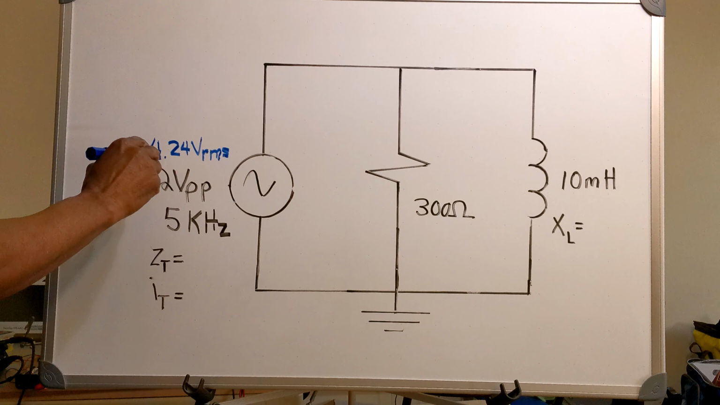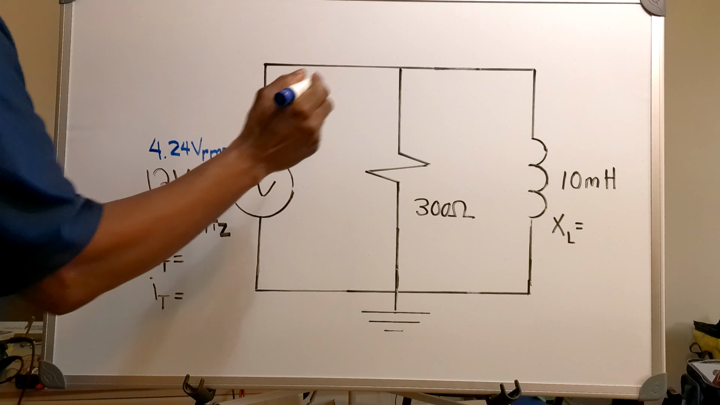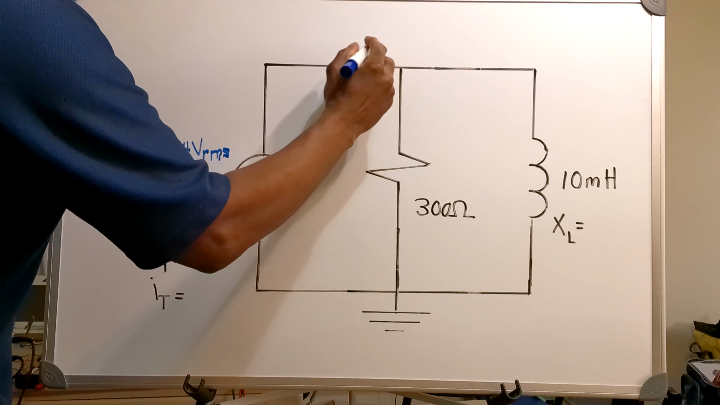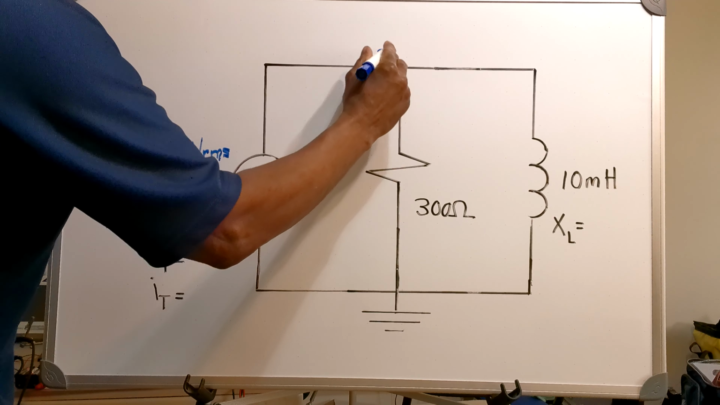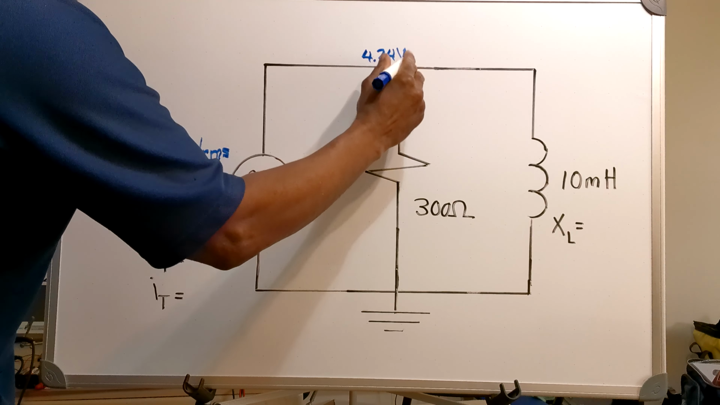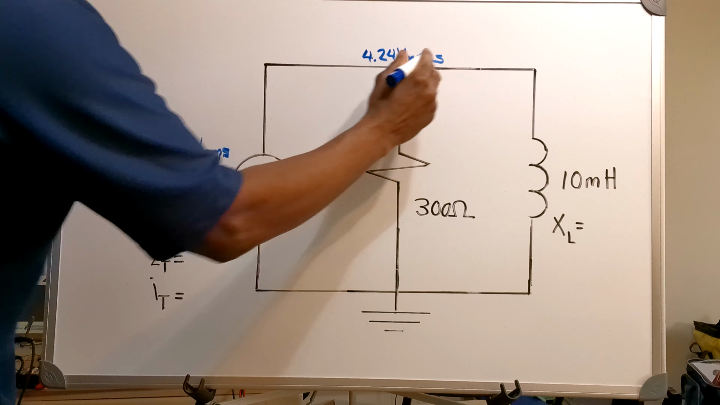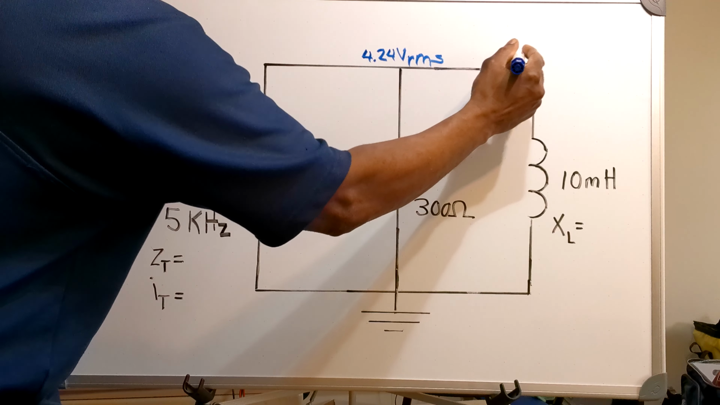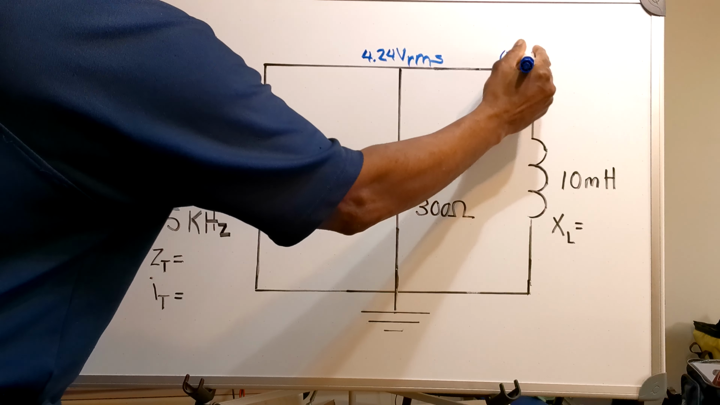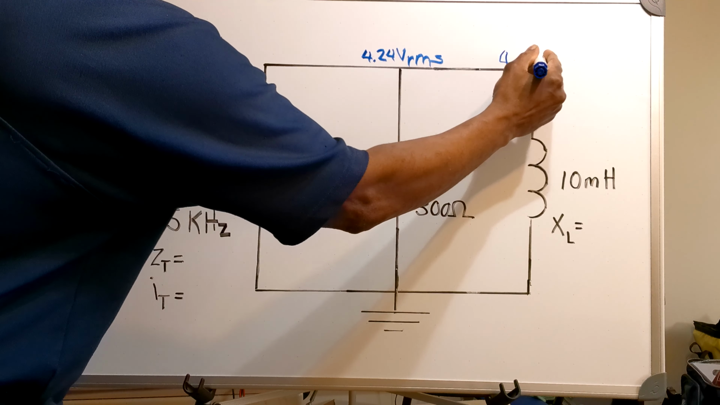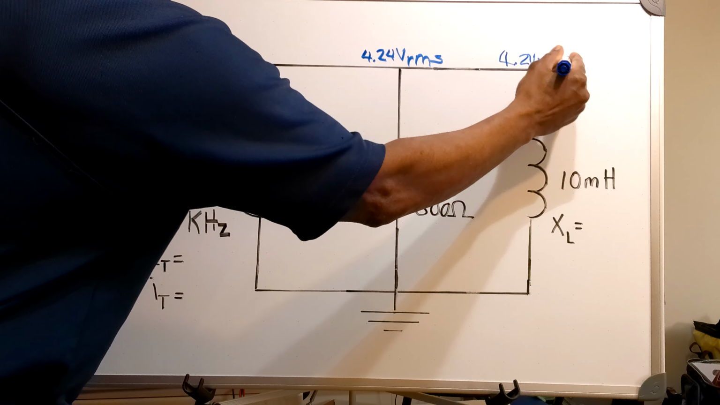Now I've got 4.24 volts RMS on my input. So I'm also going to have 4.24 volts RMS across my resistor and 4.24 volts RMS across my inductor.